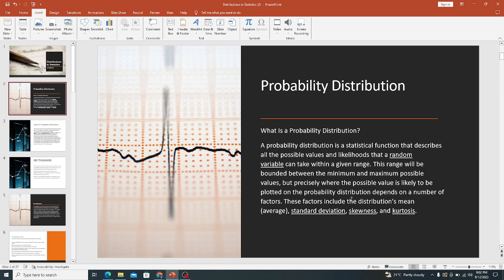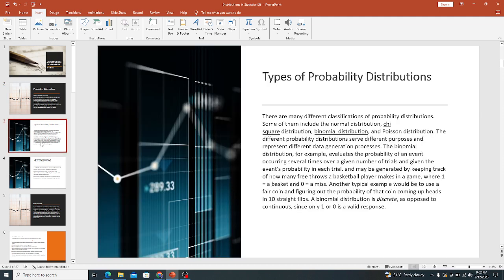Then we have skewness and kurtosis. All these affect the shape of a specific distribution. Don't worry, I shall illustrate how this affects the different distributions. Then we have types of probability distributions. There are many different classifications of probability distribution. Some of them include the normal distribution, chi-square distribution, binomial distribution, Poisson distribution, and student T distribution.